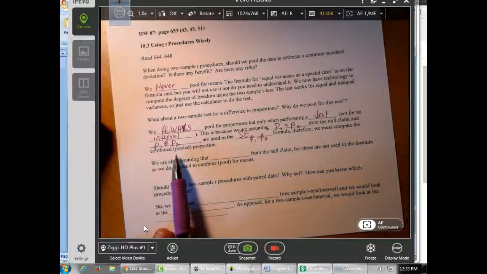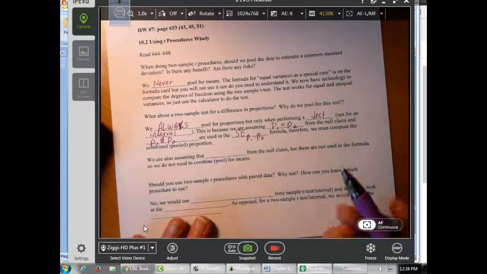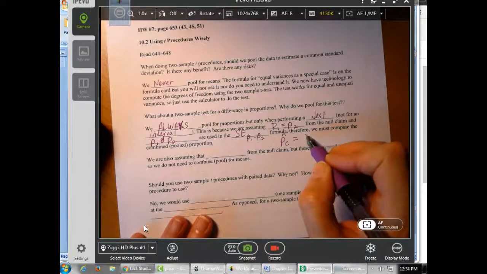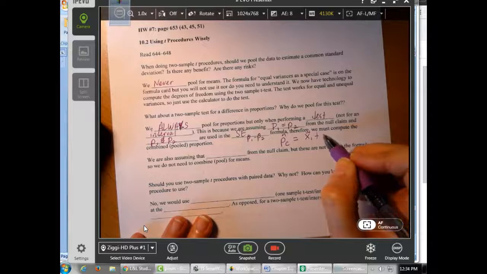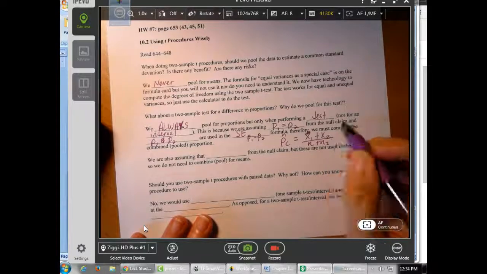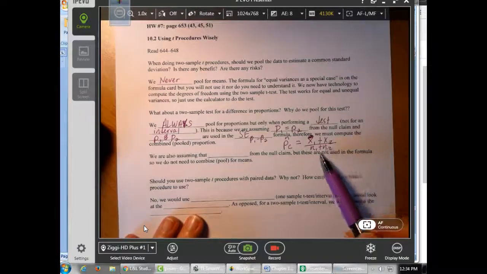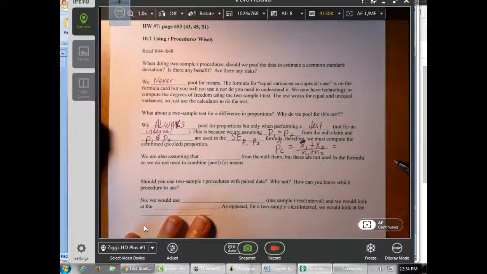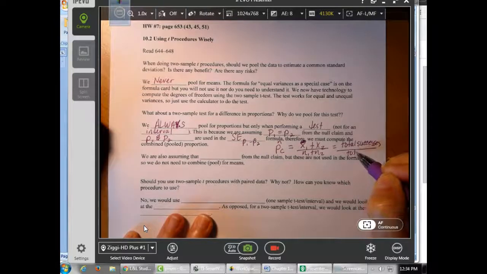Now, when we combine our P's, this is what we're talking about. P hat sub C is going to be what? X sub 1 plus X sub 2 over N sub 1 plus N sub 2. So what are we basically doing here? We take X sub 1, X sub 2, add them together, and you find the average proportion. Isn't this really saying total successes over the total in the samples?